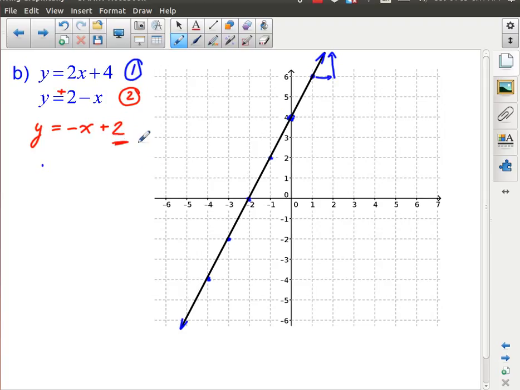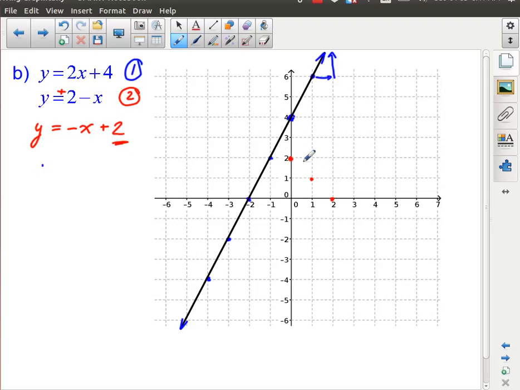This one has a y-intercept of 2. And this one has a slope of negative 1. That means to the right by 1 and down by 1. To the right by 1 and down by 1. Now obviously I'm moving away from where they're going to intersect, so now I'm going to go the other way. To the left by 1, the opposite.